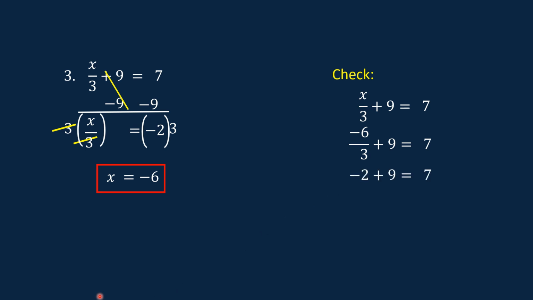And negative 2 plus 9 is equal to 7. So 7 is equal to 7. This is a true numerical statement. This means the value of x is really equal to negative 6.